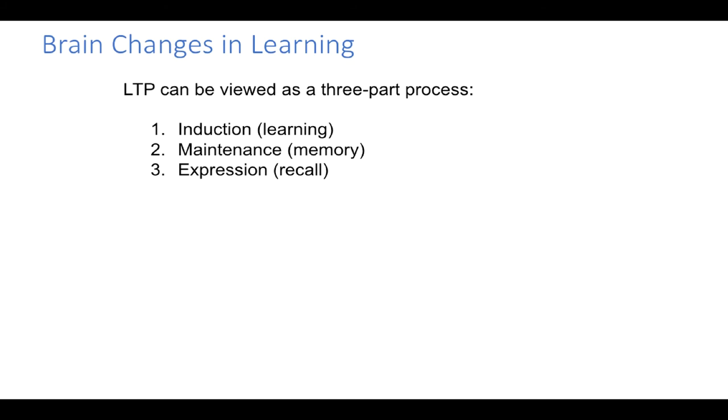Long-term potentiation can be viewed as a three-part process that involves first the induction, or the learning experience. This is when the LTP happens, where the NMDA receptor communicates with the cell's nucleus and creates the long-term changes. Then there's maintenance, which is the memory that gets formed, and every time it's recalled, we get the expression of it. So these are the three steps: induction, maintenance, and expression.